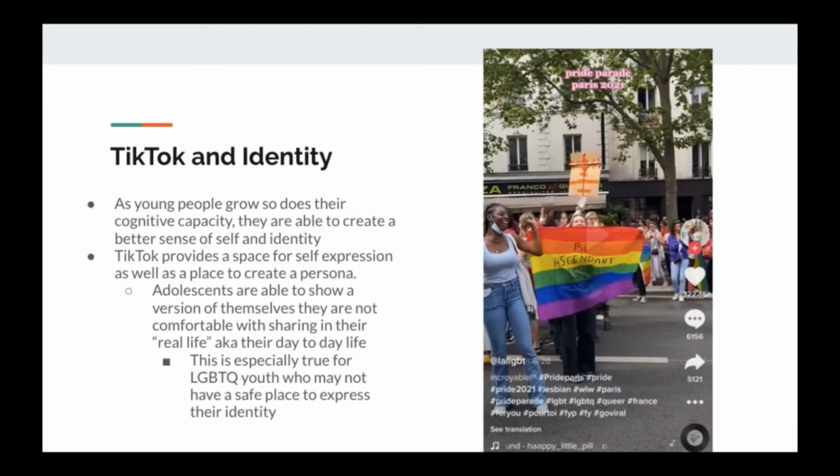This is especially true for LGBTQ youth who may not have a safe place to express their identity. Oftentimes, young people post TikToks talking about their struggles with expressing their sexuality or gender identity, but online it feels like they can create a safe place to do so and allow them to kind of shape their own identity through what they see.